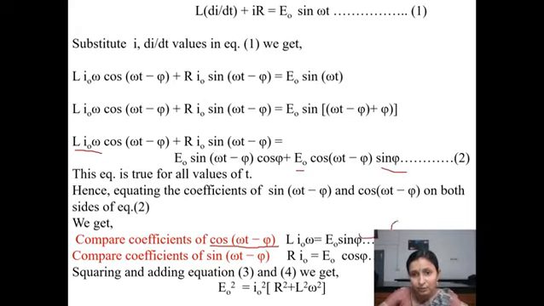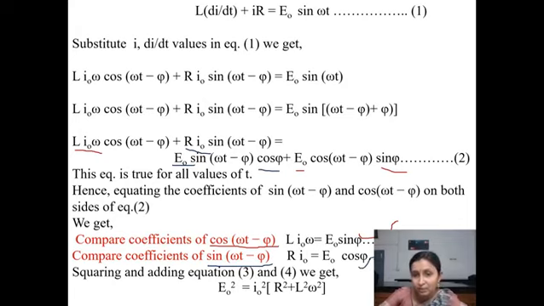So this is the equation. After that we compare the coefficient of sin omega t minus phi. Here the sin omega t minus phi coefficient is R I naught on the left, and on the right the coefficient is E naught cos phi. Comparing these coefficients, we get another equation: R I naught is equal to E naught cos phi. This is equation 3 and this is equation 4.